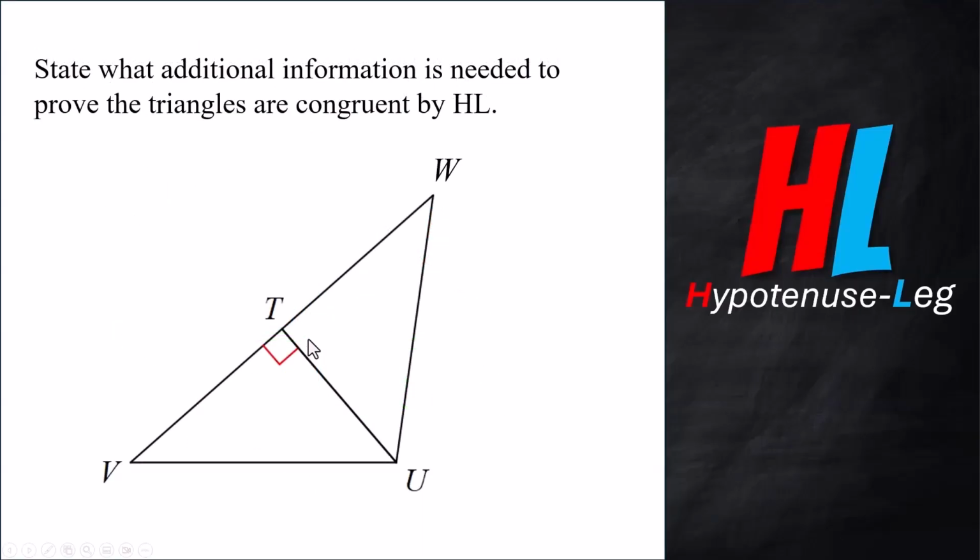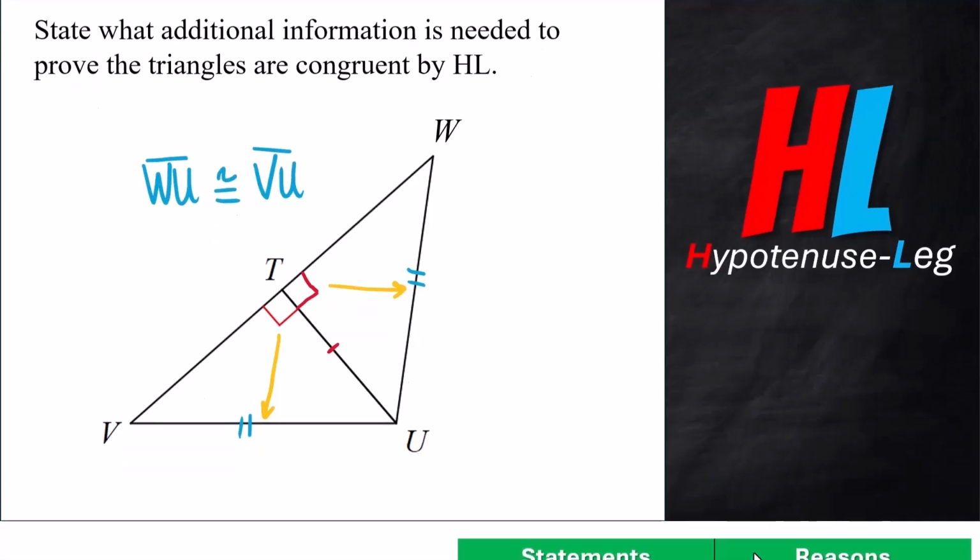A couple things you don't need to be told, but if you do proofs, you might have to write them in, but that doesn't mean it has to be in the given information. And one of those is that this is a right angle right here. They are a linear pair. They're going to add up to 180 and the other side's 90. This has to be 90. And you have a shared side. We use reflexive property in proofs when that happens. So what we really need to know are the hypotenuse, because we've already got the leg. So they should have told us that WU is congruent to VU.